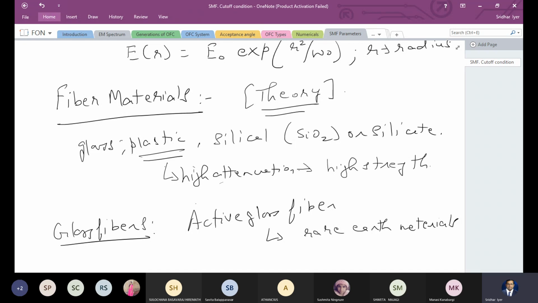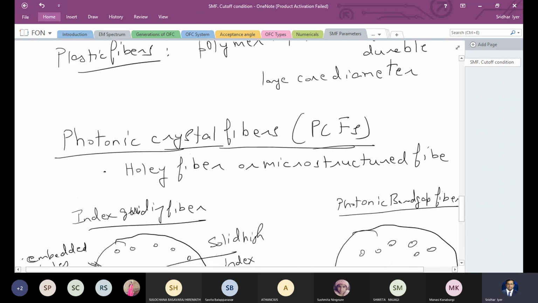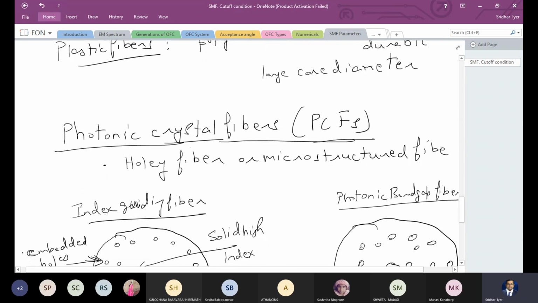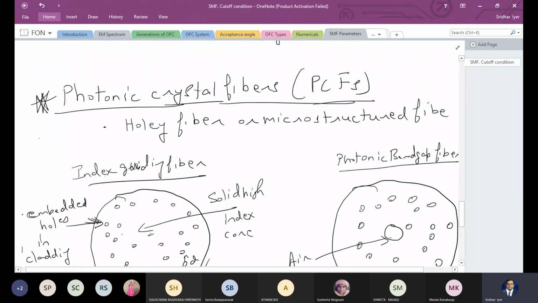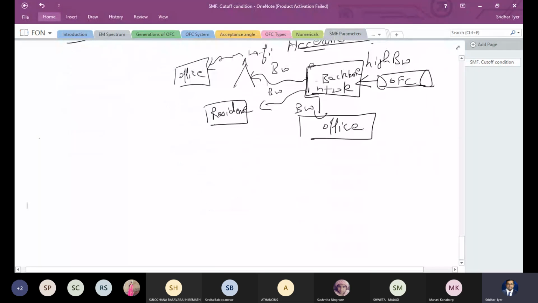It's mostly theoretical, this part, where you could have a glass fiber, plastic, or fibers made up of silica. And then we looked at a few important factors of glass fiber, plastic fiber, then photonic crystal fibers. This is the one which mostly comes in the exam, the photonic crystal fibers, and these can be split as index guided fiber or a photonic band gap fiber, and I told you what is the difference between the two, right? Then I gave you some information beyond the syllabus, which will help you in understanding networking.